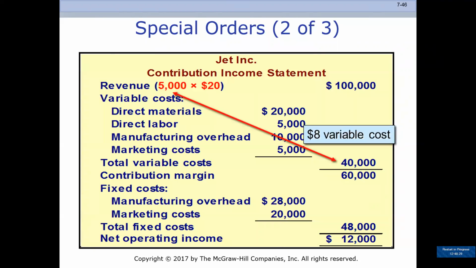So 100,000 minus 40,000, 60,000 is your contribution margin. Then the fixed costs, manufacturing overhead, marketing, and so forth, 48,000. So net operating income would be 12,000. And it was 10,000 before. So now it's 12.